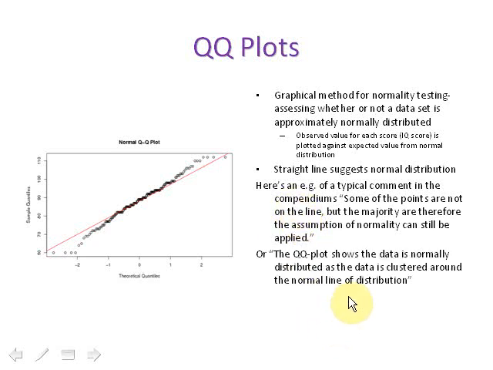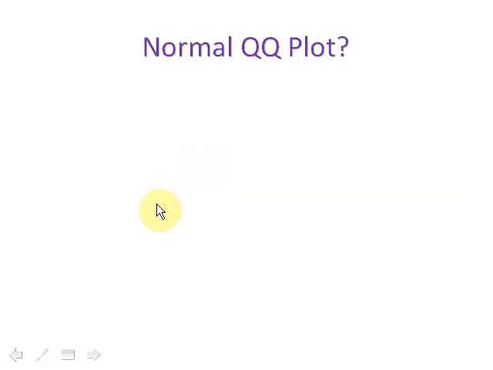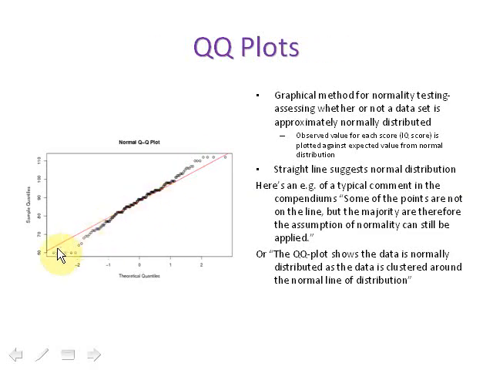So they're close. Here's another one. The QQ plot shows the data is normally distributed as the data is clustered around the normal line of distribution. Sort of, but they're missing the main characteristic here. The main characteristic that shows there's maybe a deviation from normality is that this clustering around the line is not that apparent. There seem to be systematic deviations away from this red line at the extremes. So this is an indication that there are too many outliers in the distribution.